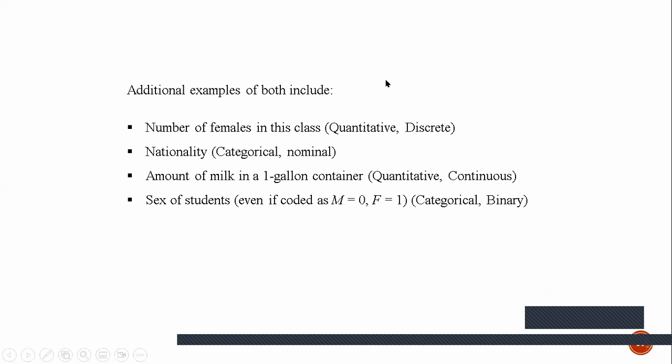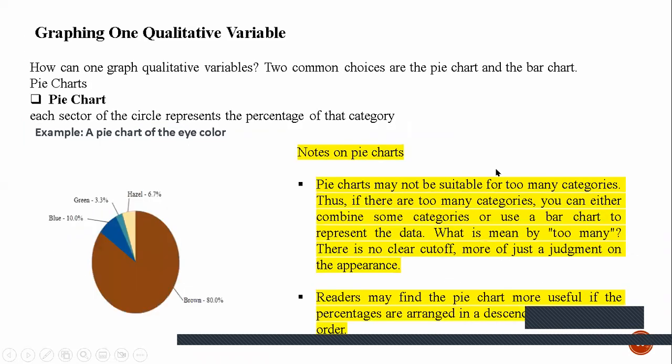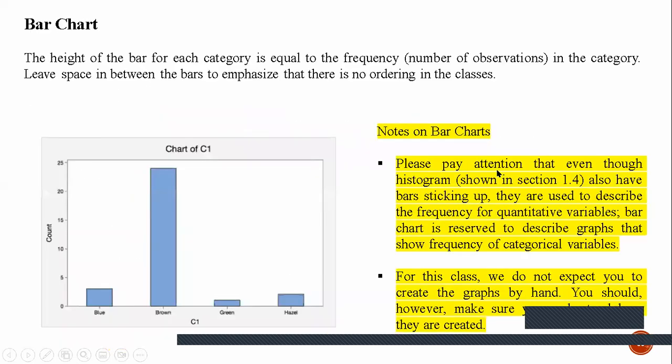So additional examples of both include, here I have given the quantitative and discrete one, categorical and nominal one, quantitative and continuous, and also a categorical binary example as well. Then summarizing one qualitative variable. Okay.